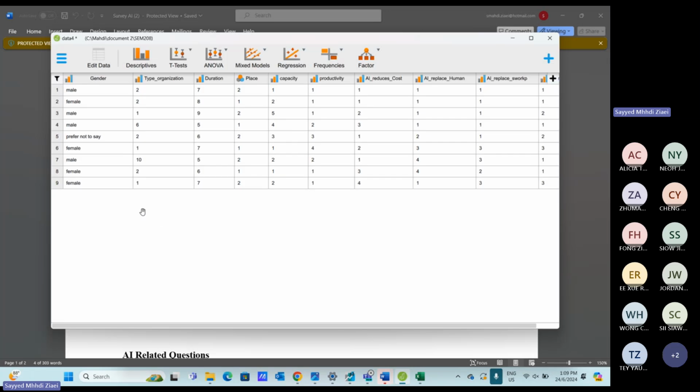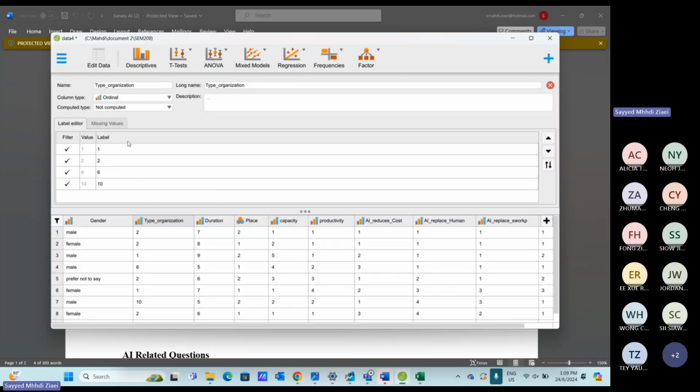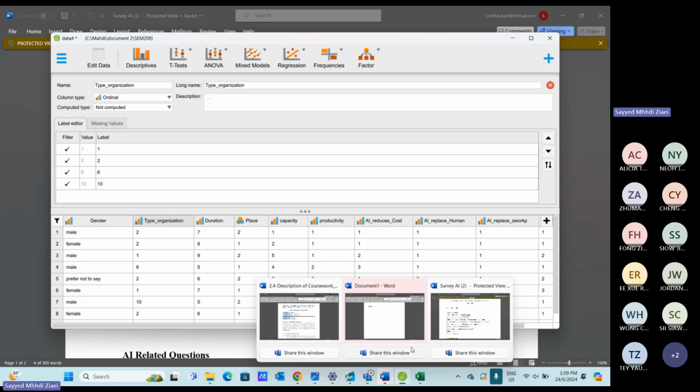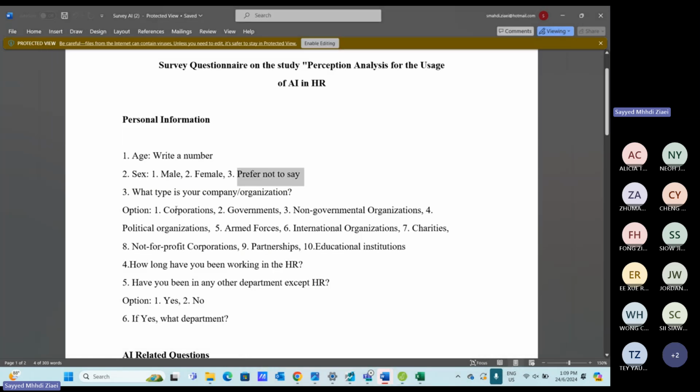Or the type of organization that we have. Again, double click on type of organization. We have labels for 4 organizations: 1, 2, 6, 10. So 1 stands for what? 1 is corporation.